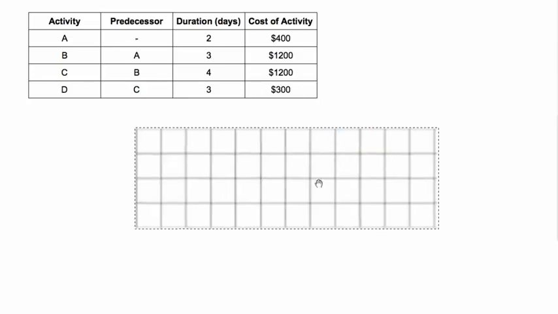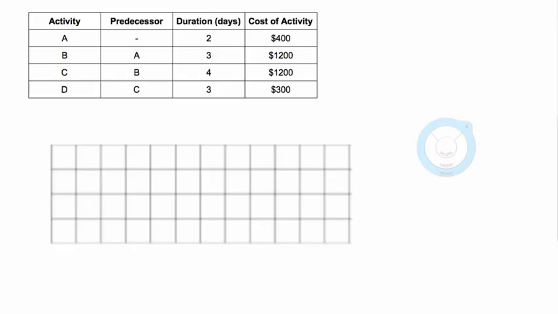We'll grab a graph paper right here. And first things first, let's go label our axes. Then we'll go ahead and draw in our bars for the Gantt chart. So activity A, it has no predecessor, so it starts at the beginning of the project and it's 2 days long. So we're going to go ahead and draw this in just like the previous videos.